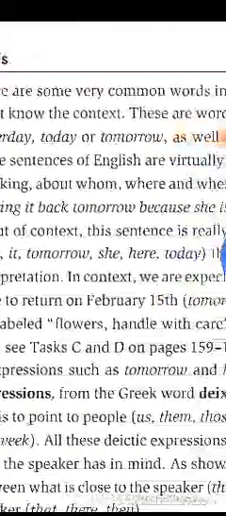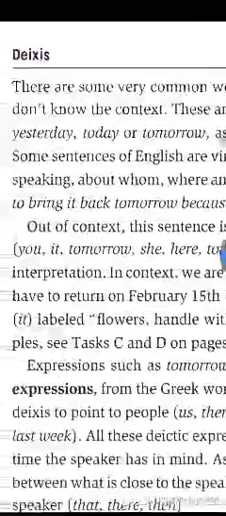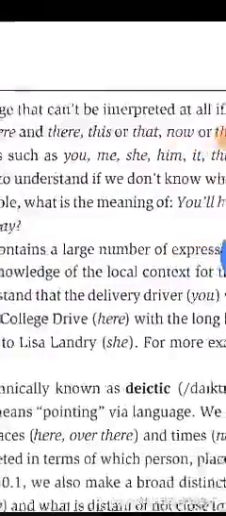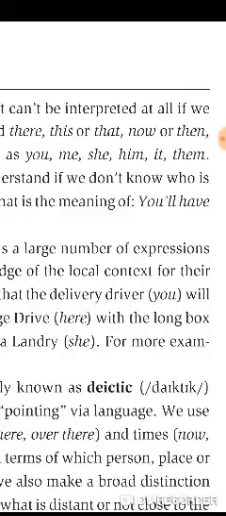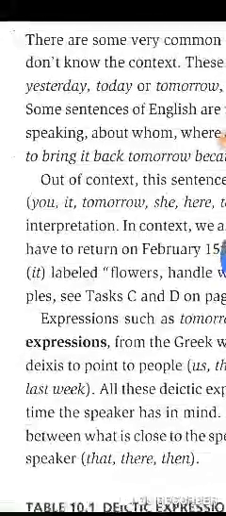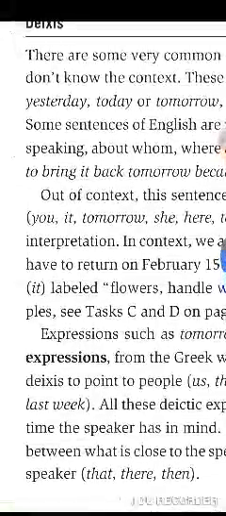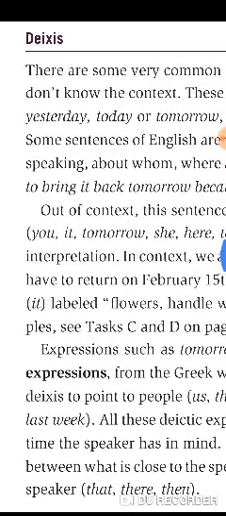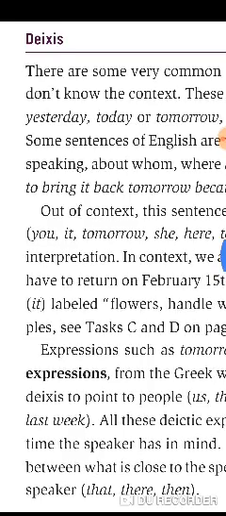So there are some very common words, like "one." There are very common words in our language that can't be interpreted at all. We cannot understand the meanings if we don't know the context. These are pointing words. If you don't know the context, where and how and when, and the time, we don't know the meaning.